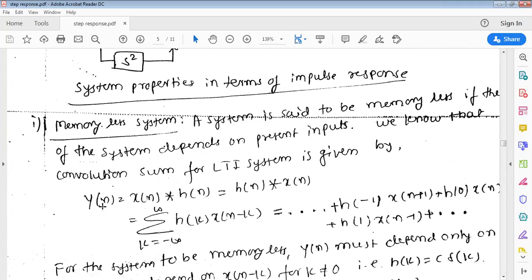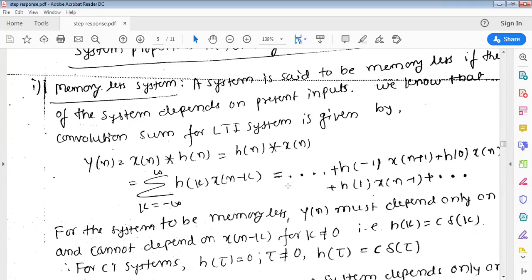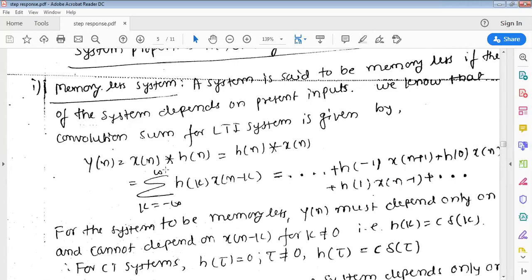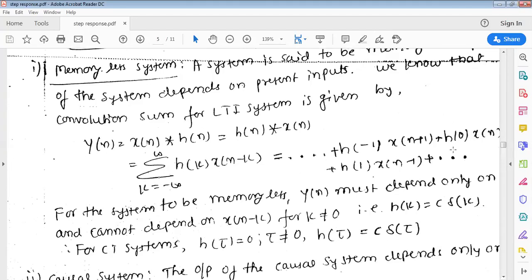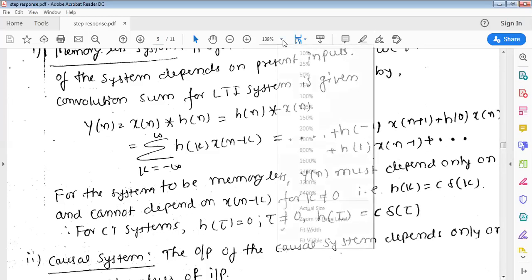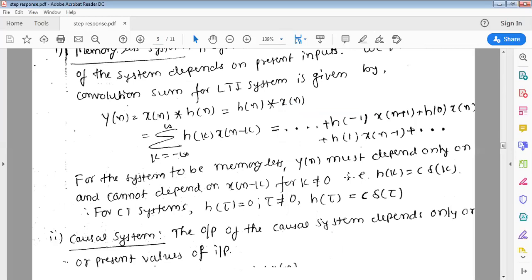We know that y of n is equal to convolution of x of n with h of n, or h of n with x of n, which I expanded as summation of x of k into h of n minus k for all values of k. That is h of minus 1 into x of n plus 1, plus h of 0 into x of n, plus so on and so forth. So once I keep expanding this one, plus so on and so forth.